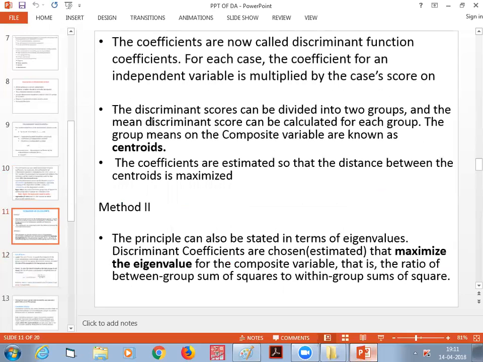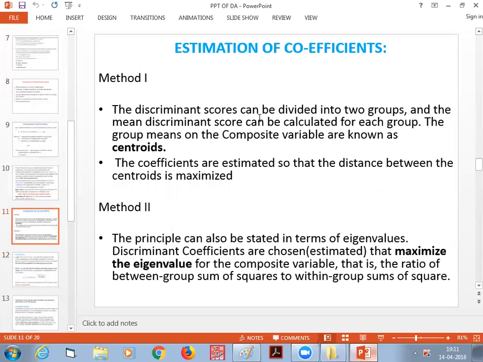Discriminant scores, go through the sentence clearly, I think you'll be able to understand, can be divided into two groups. We are getting the discriminant scores of individuals. That means the buyer group discriminant score and the non-buyer group discriminant score we are getting. So it can be divided into two groups. And then the mean discriminant score of the first group and the mean discriminant score of the second group can be calculated.